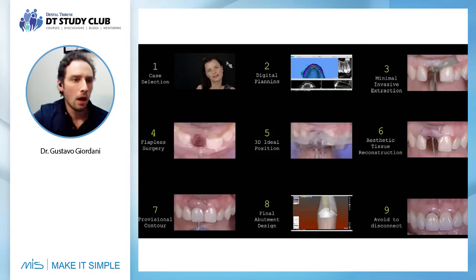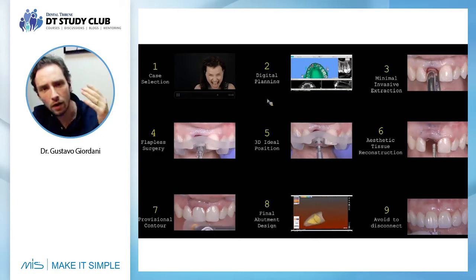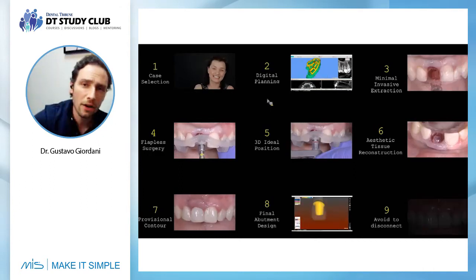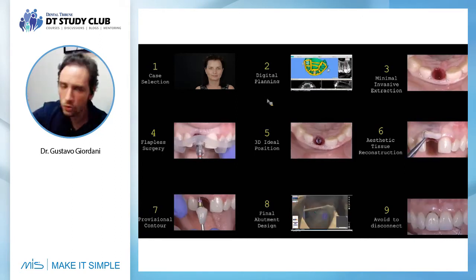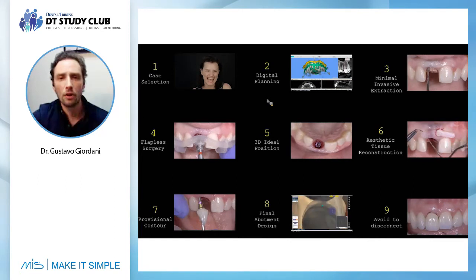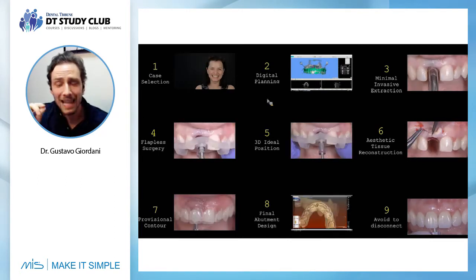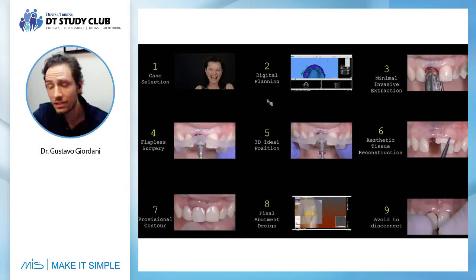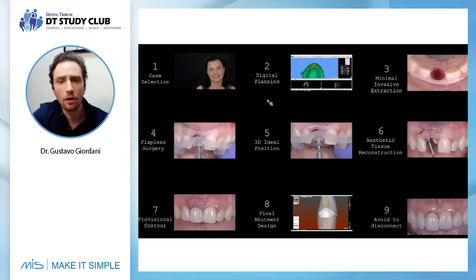So we start with case selection, and we need to have also a perfect 3D position of the implant. We need to take care of the tissue. We need to do the tissue reconstruction, and also the provisionals are very important. And then we finish with the final restoration. So let's go through the 9 steps now so we can understand why those steps are very important.